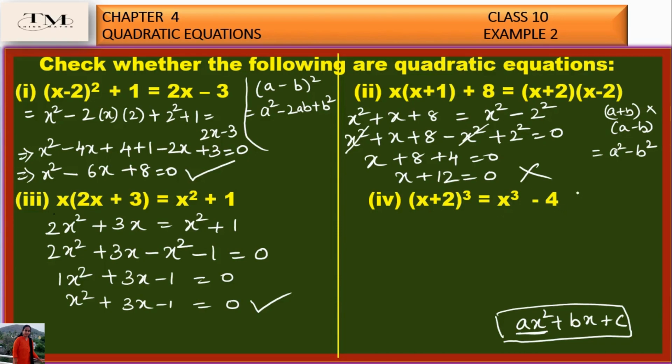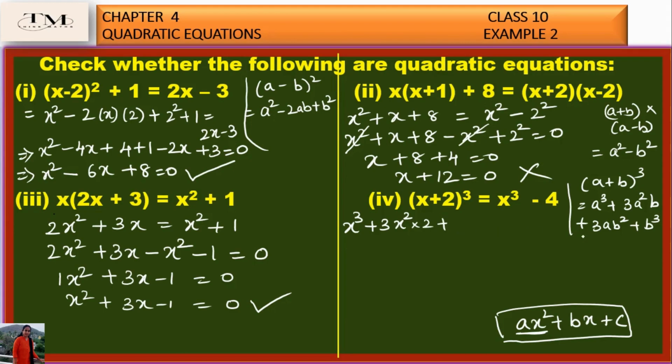So what is a plus b whole cube? So a plus b whole cube is a cube plus 3a square b plus 3ab square plus b cube. So this is the general form. So here a is x. So x cube plus 3a square, so a square means x square, b, b is 2, into 2, plus 3a, a is x, b square means 2 square, plus b cube, b cube means 2 cube, equal to x cube minus 4.